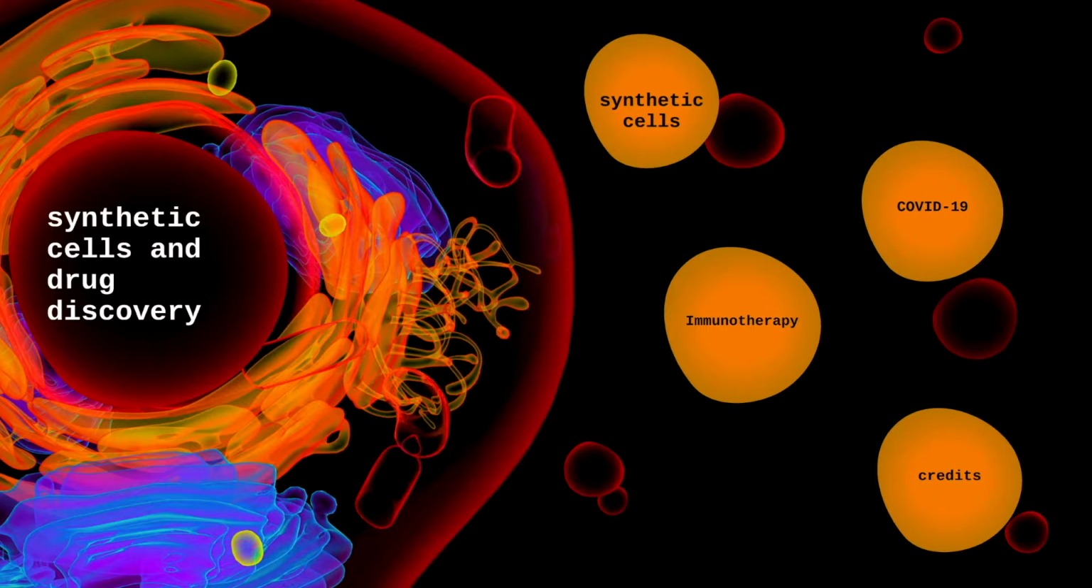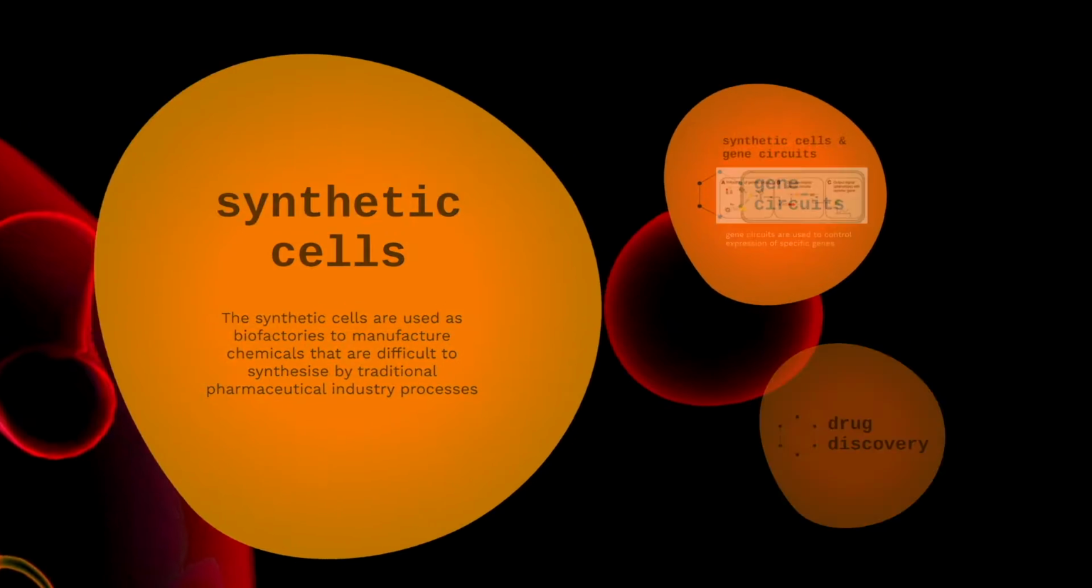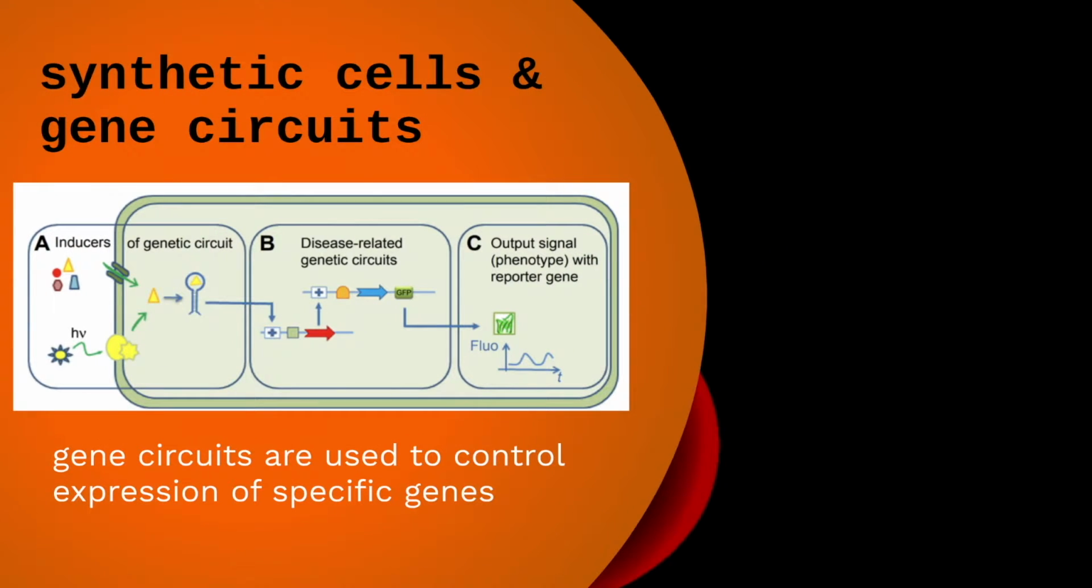Drug discovery is one of the most crucial processes in the fields of biotechnology and pharmacology. It is how new candidate medications are discovered, analyzed, and utilized to treat different conditions. Before we can appreciate the use of synthetic biology in drug discovery, let us try to identify and understand what synthetic cells are. These synthetic cells are used as biofactories to manufacture chemicals that are often challenging to synthesize by traditional pharmaceutical industry processes. A typical synthetic cell is composed of three components.